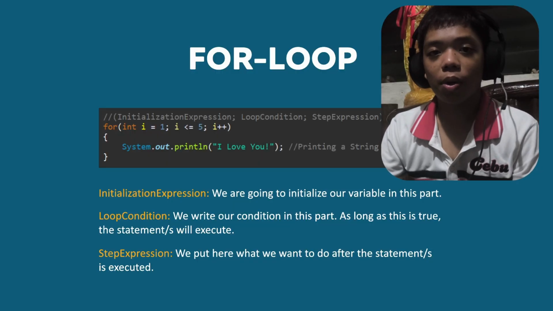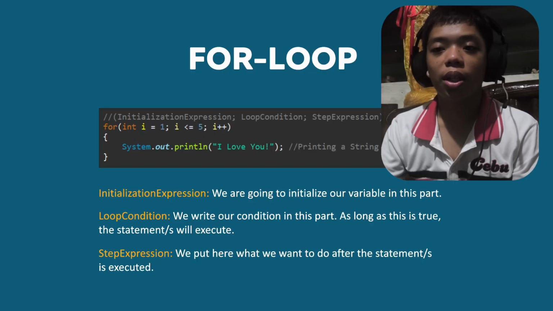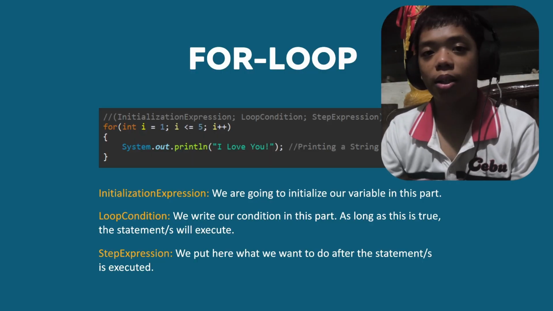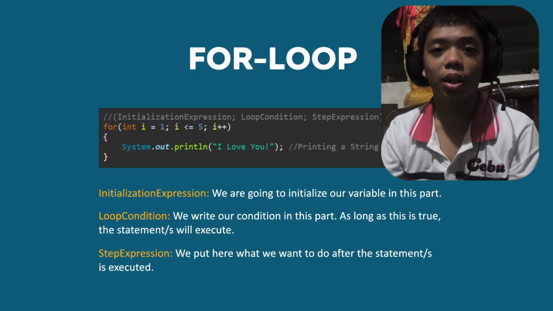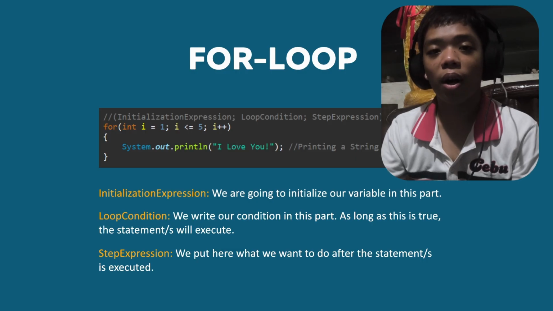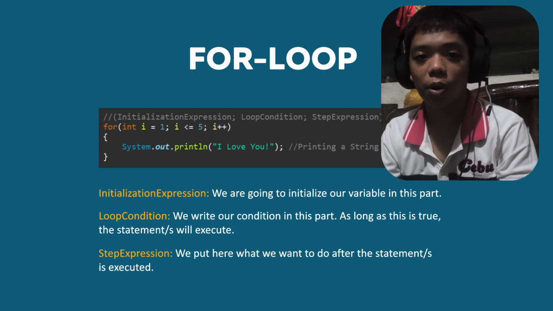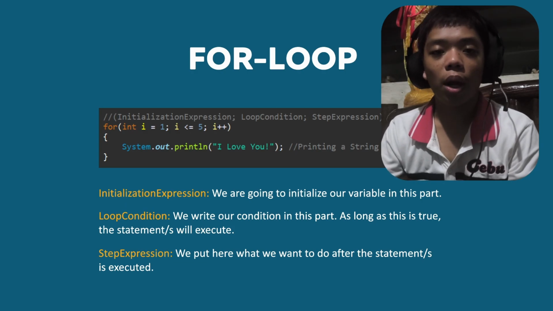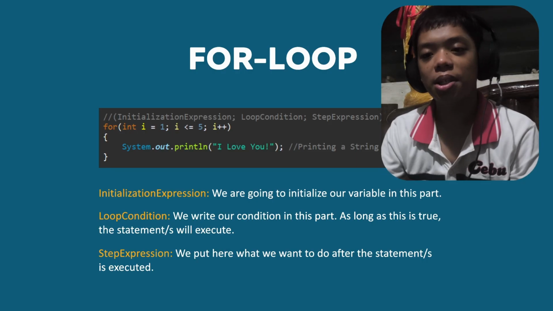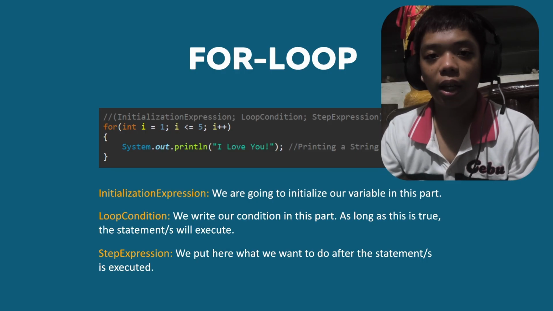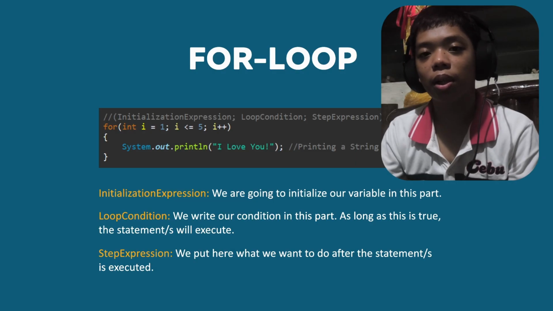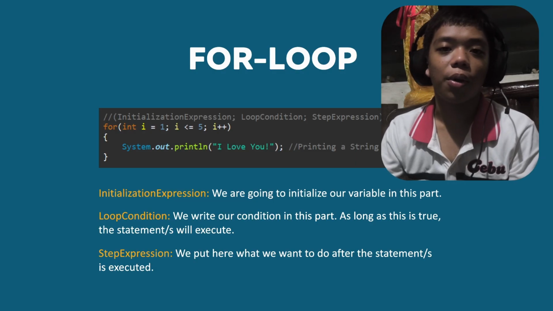The first part of our for loop is called the initialization expression. The initialization expression is the part where the variable that we're going to use in our loop is declared and initialized. Usually with while loop and do-while loop, the variable i is outside of the loop, right? But this time with for loop, the int i, or the i variable, is inside of our for loop.